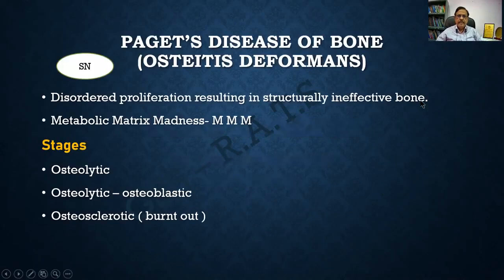The first one is Paget's disease of the bone. Please be careful with the words. There is another disease, Paget's disease of the breast, that is also asked for you as a university question. We should not interchange and write. This is also called osteitis deformans.